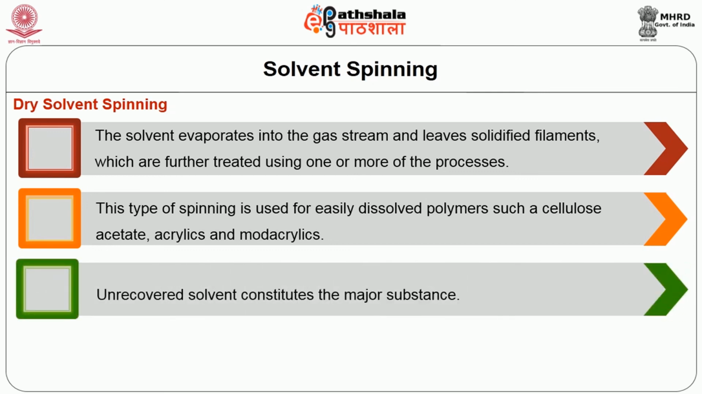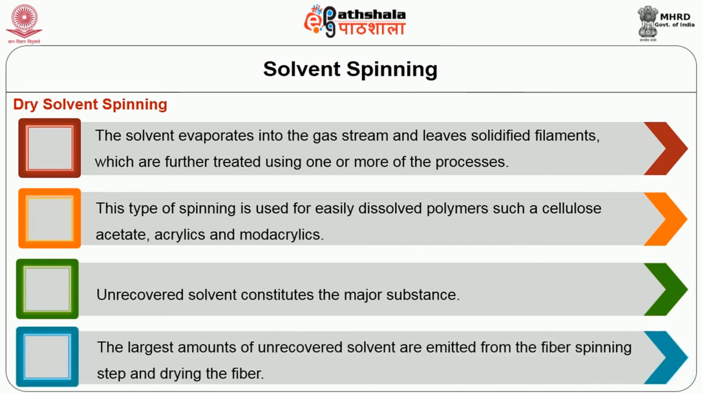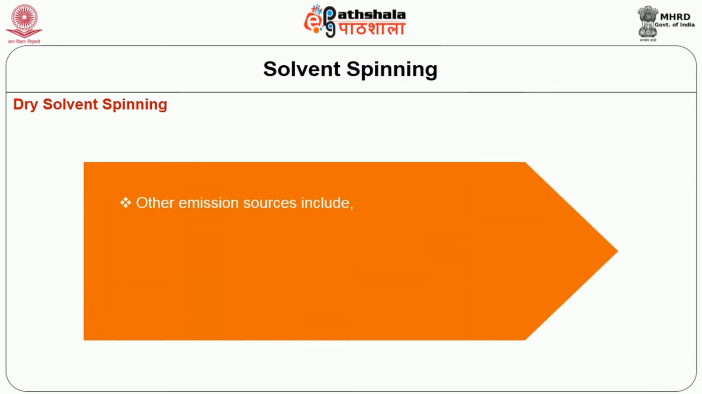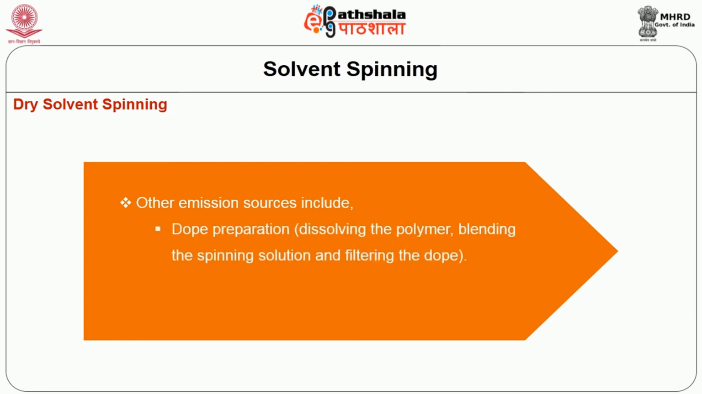Unrecovered solvent constitutes the major emission. Large amounts of unrecovered solvent are emitted from the fiber spinning step and drying the fiber. Other emission sources include the dope preparation, that is dissolving the polymer, blending the spinning solution and filtering the dope. Next is the fiber processing, which includes drawing, washing and crimping, and solvent recovery.